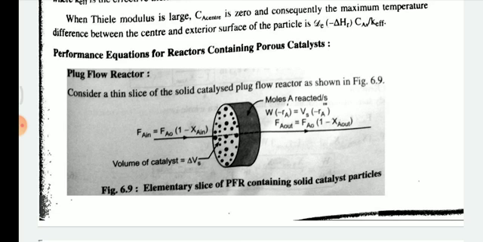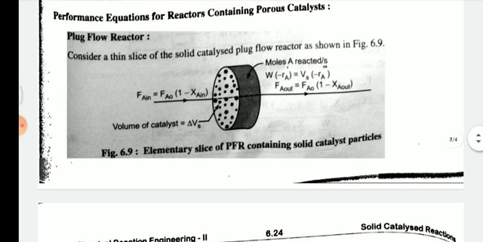These types of reactor are a plug flow reactor. We see a plug flow reactor here. The figure indicates that we should consider a thin slice of the solid catalyst plug flow reactor, as shown in the figure. The first thing to do is consider a small slice of the catalyst on the basis of the plug flow reactor.